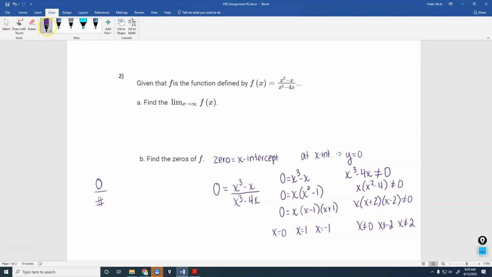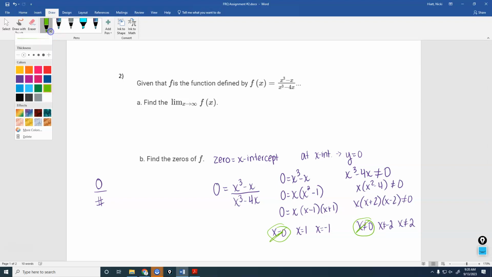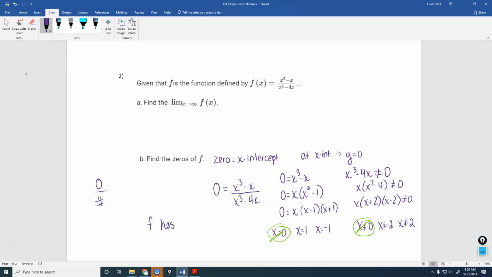So what we've got going on here, these 2's don't really matter so much, but I've got that x cannot equal 0 and the x equals 0 here, so we're going to throw that one out, and we're going to say that f has zeros at x equals 1 and x equals negative 1. There were 3 answers to this problem, but one of them got tossed out because the bottom was also 0.